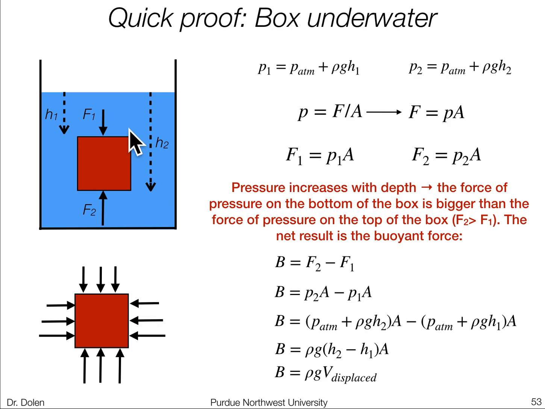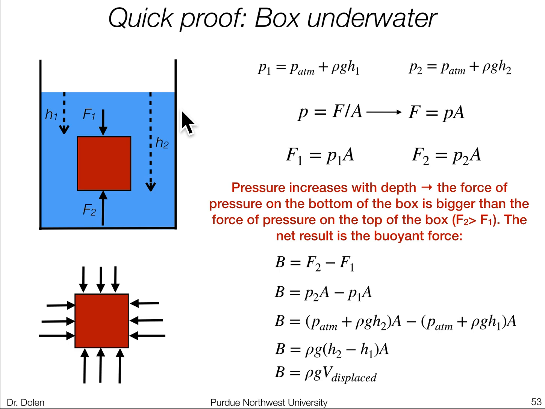Okay, and you can see we're going to get a net force upwards from pressure. If the pressure on the top of the box is smaller than the pressure on the bottom of the box, we're going to have a net force upwards, which is going to be this buoyant force. If this box is just floating here, that buoyant force upwards must be exactly canceling the force of gravity downwards.